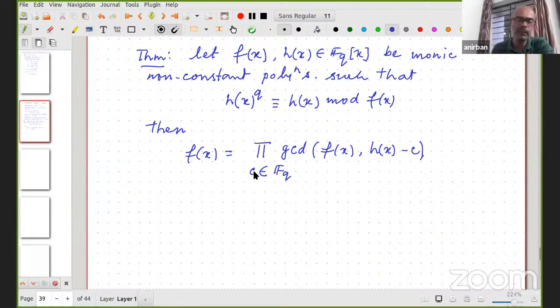So this looks like a factorization, but it might be trivial in certain cases. So we would discuss that. Let's prove this first. Proof is easy.